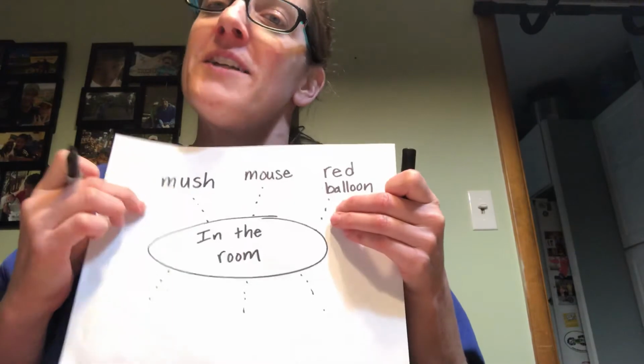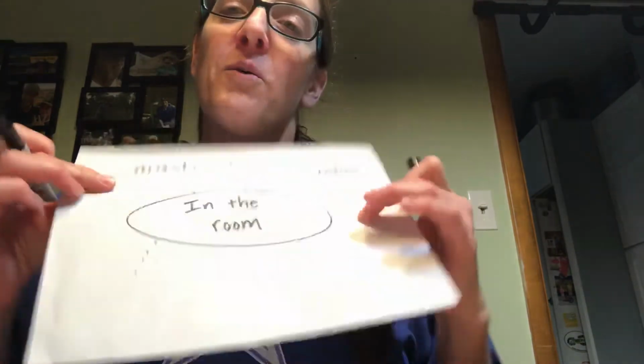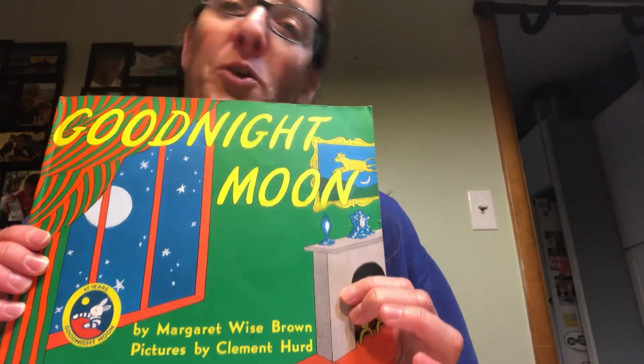I want you to think of 6 of your own. What are 6 things that were in the house or in the room in the story Goodnight Moon by Margaret Wise Brown?